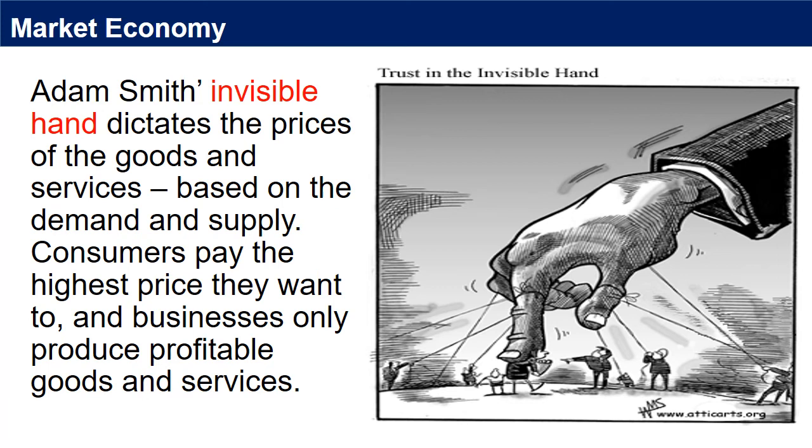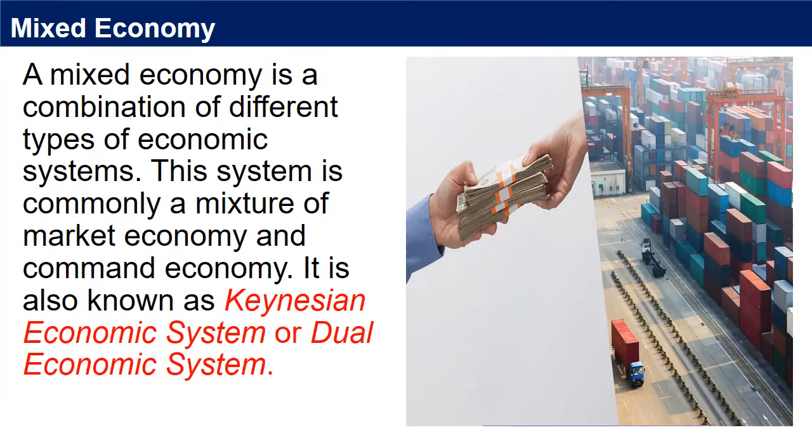Businesses invest heavily in research and development for constant innovation as companies compete to provide better products for consumers. One of the disadvantages of a pure market economy is lack of focus on societal benefit, which leads to higher income inequality. A mixed economy is a combination of different types of economic systems. This system is commonly a mixture of market economy and command economy.